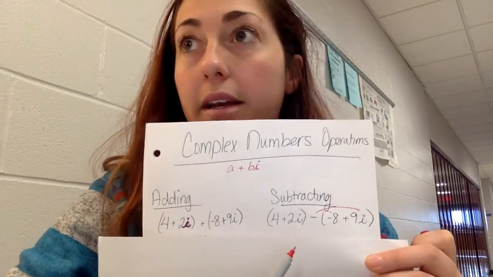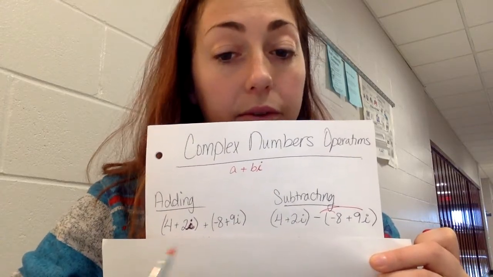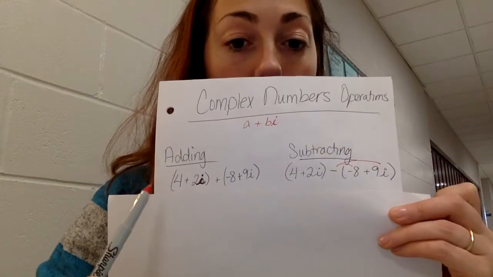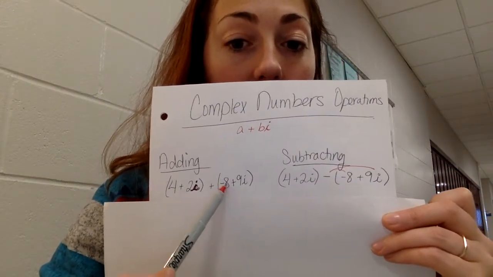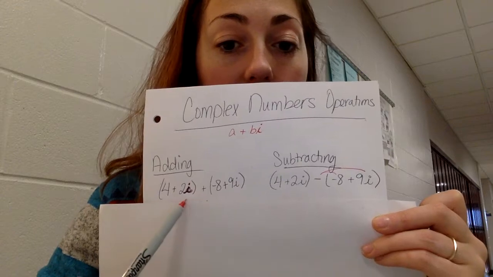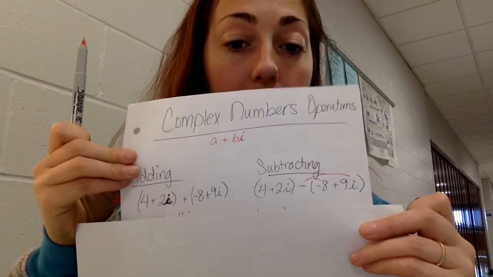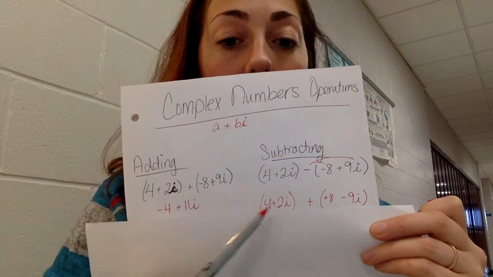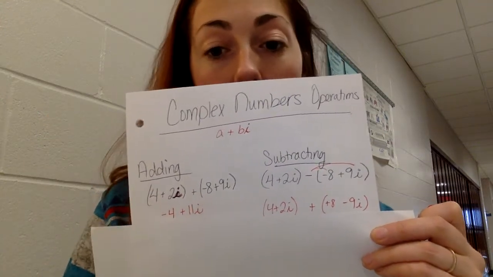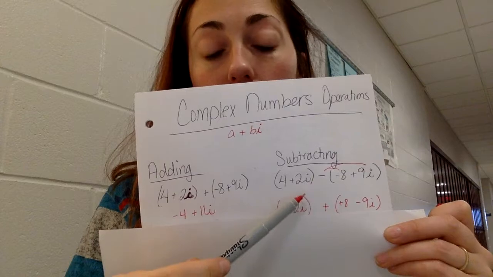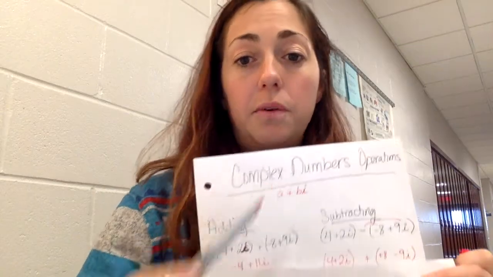The subtracting does add an extra element, but the adding, literally you're just adding like terms. So if you see here you've got 4 and you have -8, combine that. And then you have 2i and you have 9i, combine that. And what do you get? -4 plus 11i.